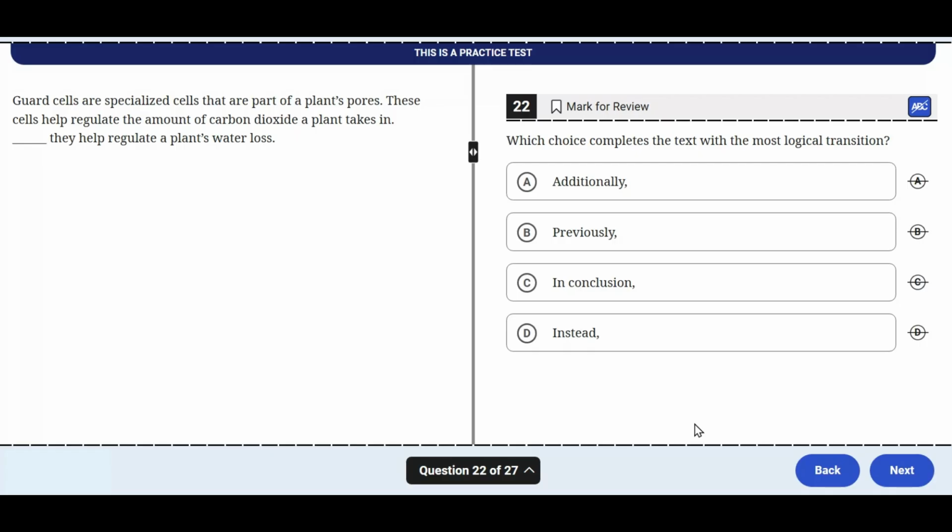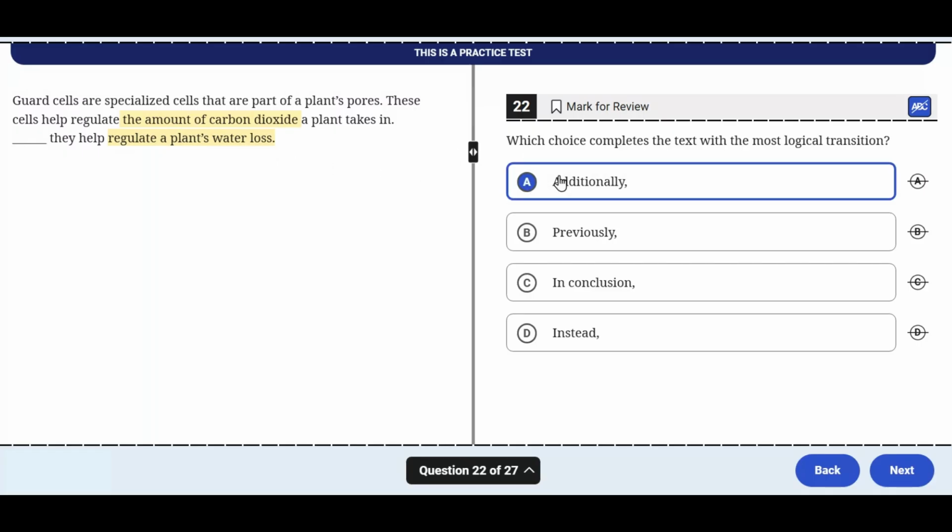So, based on this, as you already heard me, I made a mistake in the way I was saying it, this blank is kind of an also, because it's saying two things here. It's saying they help regulate the amount of carbon dioxide, and they also help regulate the amount of a plant's water loss. There's no cause-and-effect relationship between those two things. So the passage is a list, and so it would be like secondly, also, additionally, something like that.